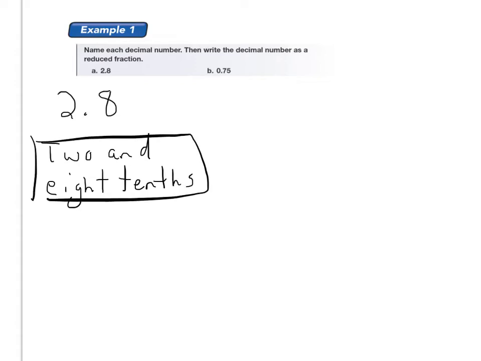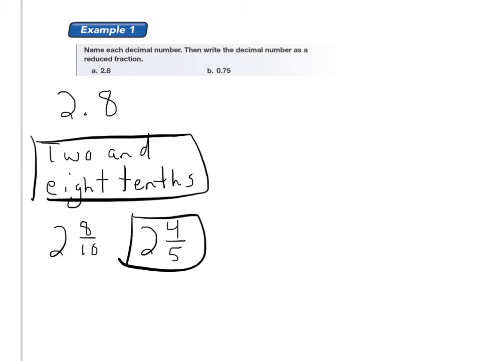And the other thing says to write it as a reduced fraction. Well, I can write it as a mixed number just like I read it, 2 and 8/10. That's the nice thing about reading decimals out loud. Only thing is I see the 8/10 is not reduced. And I know that if I reduce that, that's 2 and 4/5. So in words, this decimal is 2 and 8/10. As a reduced fraction, it's 2 and 4/5 because we reduced the 8/10 down to 4/5.